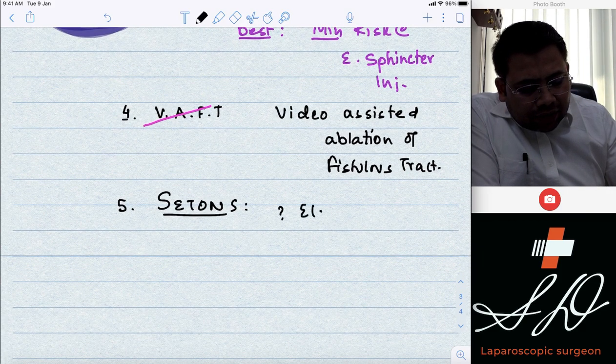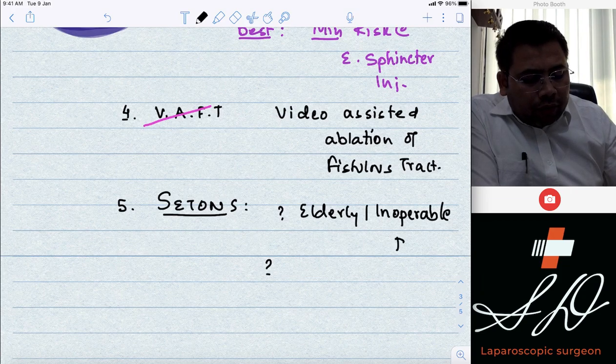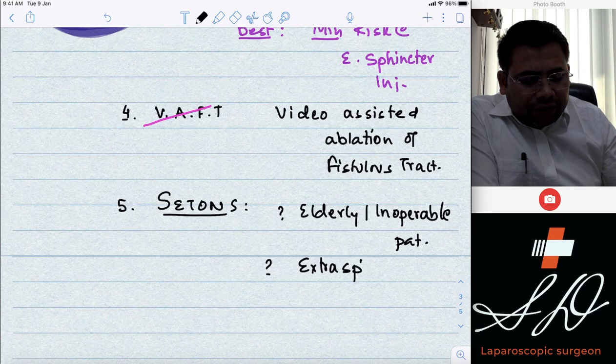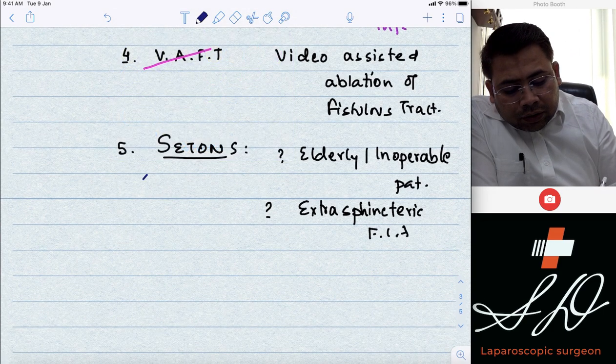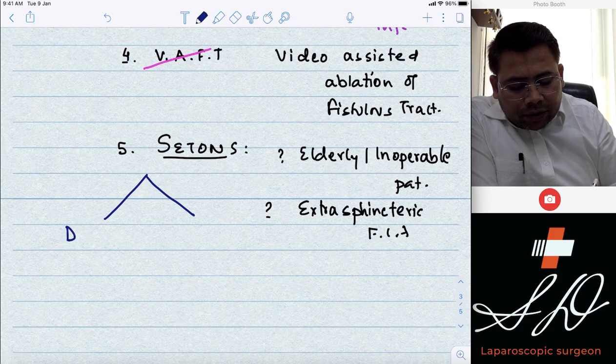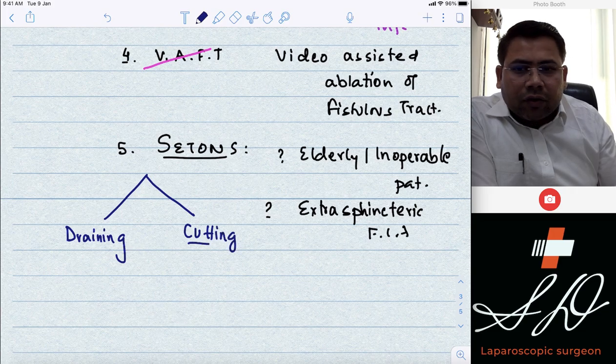These setons are for elderly, inoperable patients, or for extra-sphincteric fistula in ano. Let me explain the principle of setons. Setons are of two types. They are draining seton, or it could be a cutting seton.